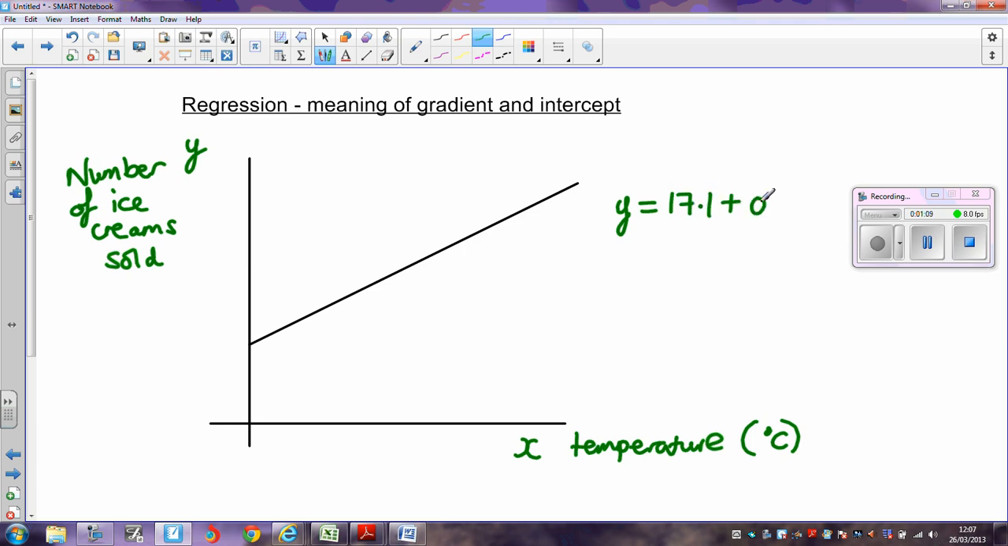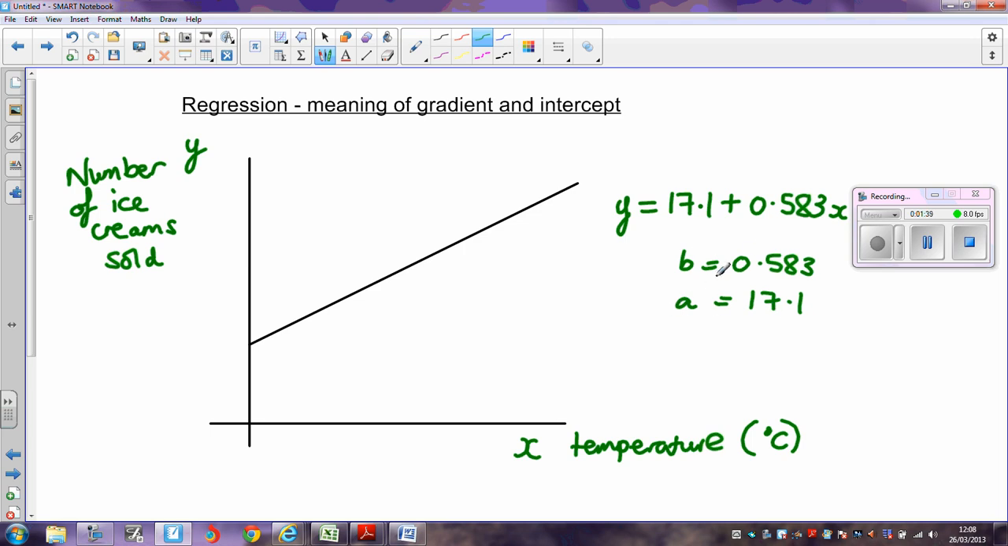And let's say that he has found out that the equation of his regression line is y equals 17.1 plus 0.583x. So in other words, our b here, the gradient, is 0.583, and a, which is the intercept, is 17.1. And the question says, explain what a and b tell you in the context of the question, or explain the meaning of the values of a and b.